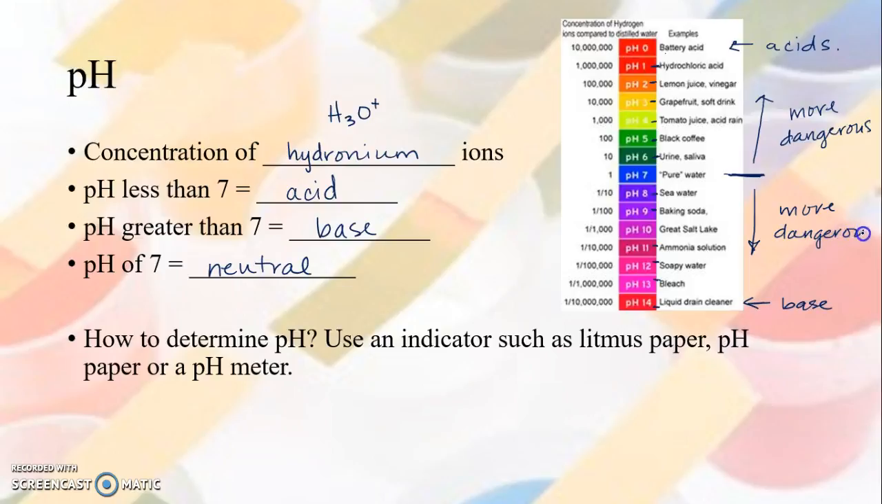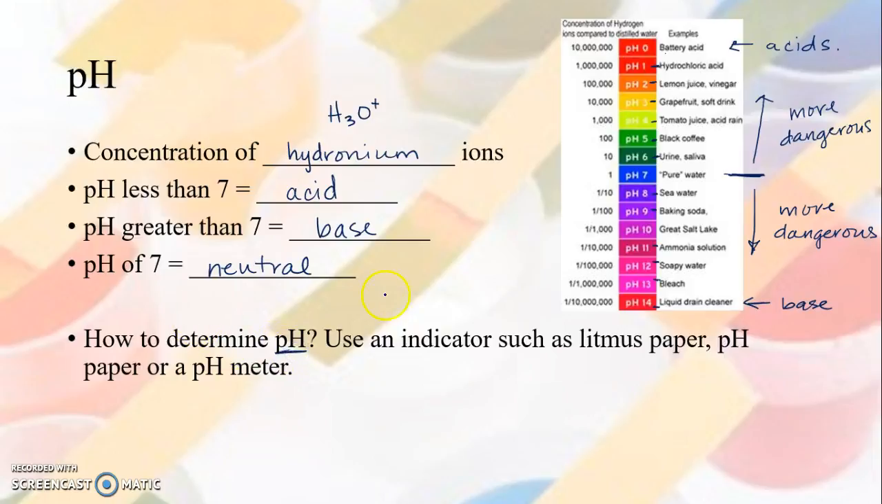You know what your mucous membranes are? Your eyes, your nose, your sinuses, your mouth. Okay, so you really don't want to mess with those too much because they are dangerous. Just because it's a base doesn't mean it's not dangerous. Okay. All right, so how do we determine pH?